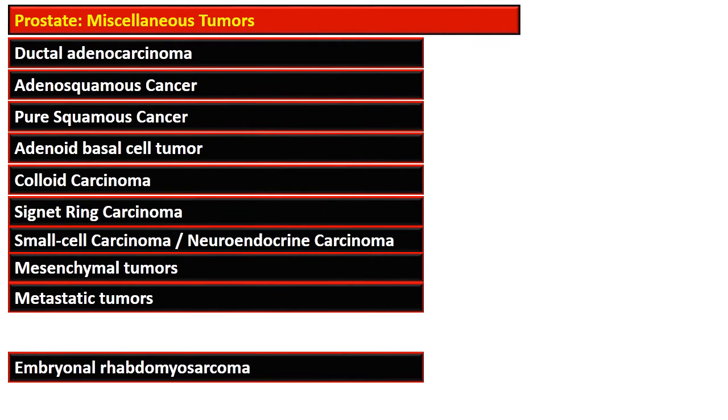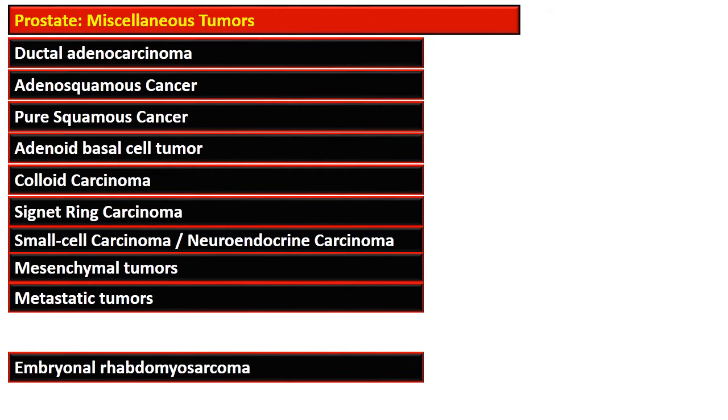The miscellaneous tumors of the prostate can be studied under the heads of ductal adenocarcinoma, adenosquamous carcinoma, pure squamous cancer, adenoid basal cell tumors, colloid carcinoma, signet ring carcinoma, small cell or neuroendocrine carcinoma. Then there are a variety of mesenchymal tumors from leiomyoma, solitary fibrous tumor, angiomyoma, and also the malignant counterpart of these mesenchymal tumors. Then there are tumors that metastasize to this area locally and from distant organs.